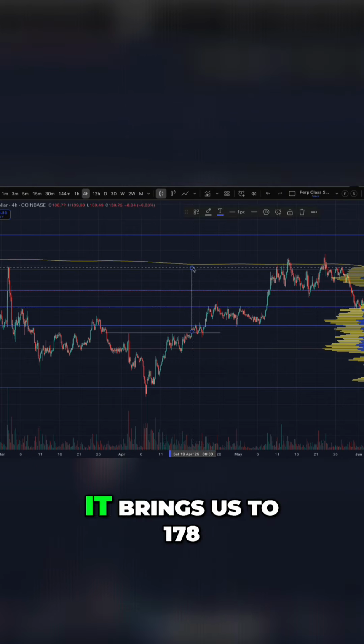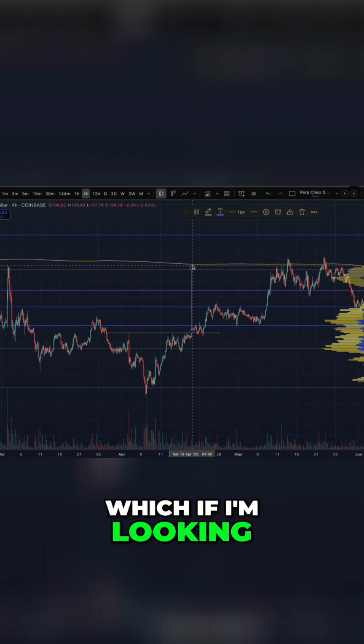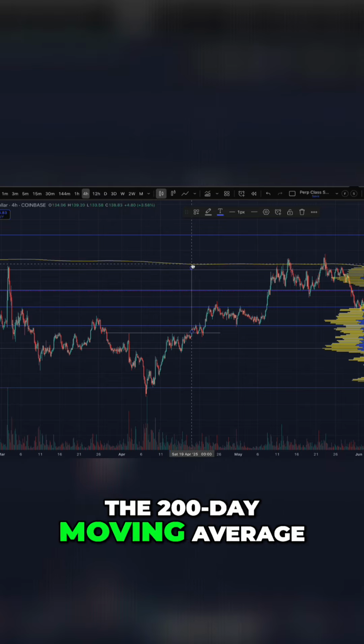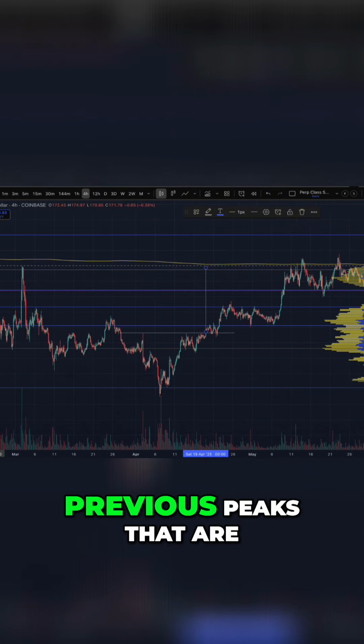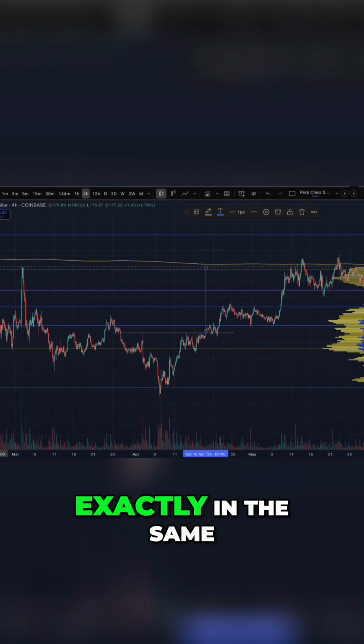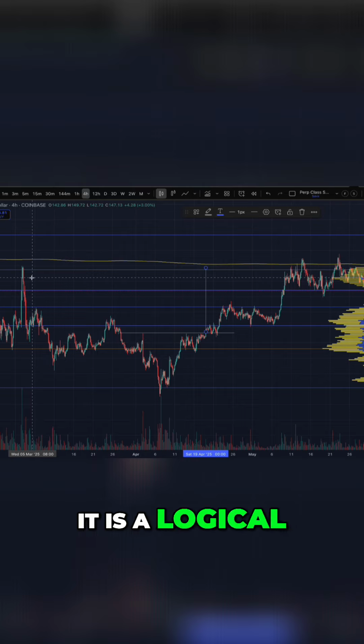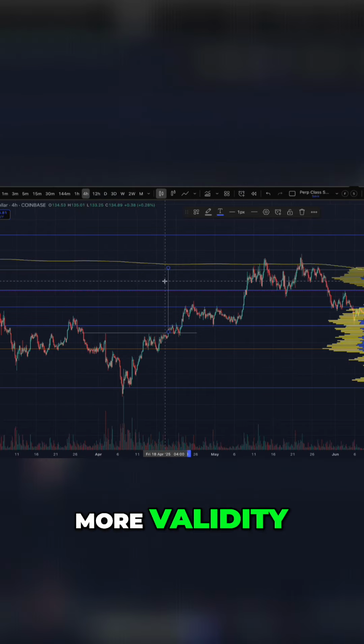Well, it brings us to 178, which if I'm looking at this at the time, I'm like, oh, the 200-day moving average is there. That makes a lot of sense. Oh my gosh, we have these two previous peaks that are exactly in the same price range. So it is a logical price target that makes a ton of sense, and that gives it more validity, at least in my book.